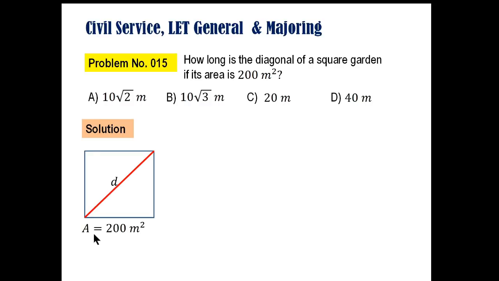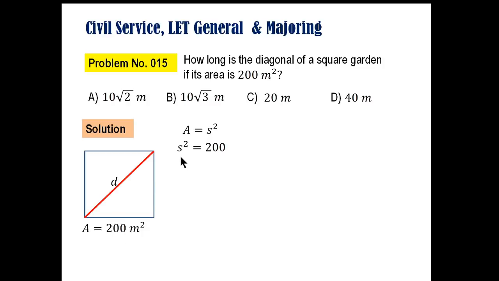Take note that the area is equal to 200 meters squared. So we're looking for the measure of the side. We have this formula: area is equal to the square of the side. This is the area of a square. But we do not know the measure of each side, so we interchange. S squared is equal to 200, because the area is 200.